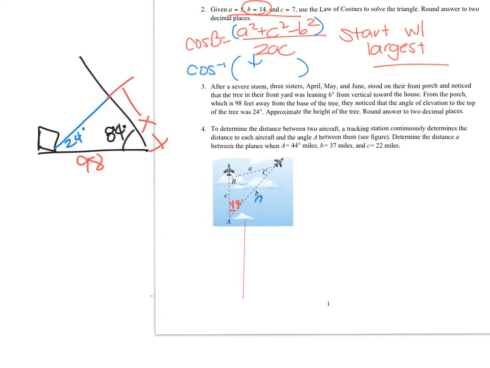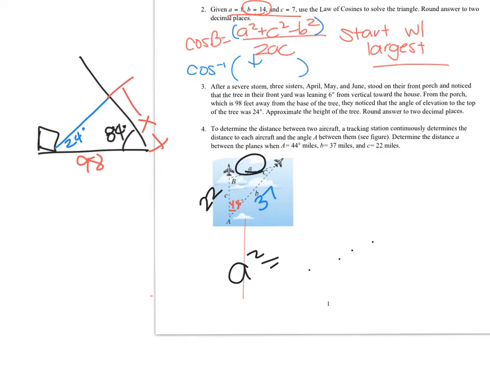B is 37, and C is 22. So if you wanted to know A, you'd be setting up for the side. This would be law of cosines, right? You don't have a full pair to do law of sines with. So this is your A squared equals, and you go through that whole thing. And at the very end, make sure you remember to square root it.